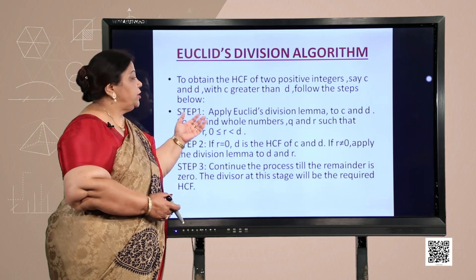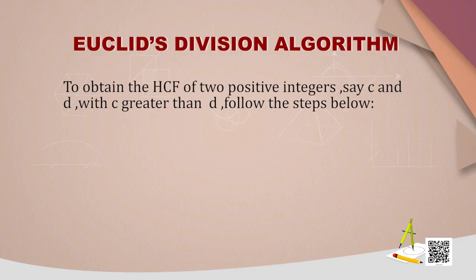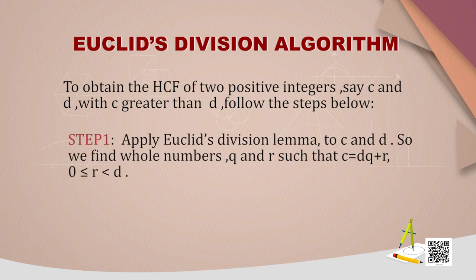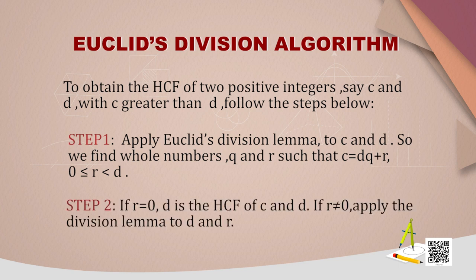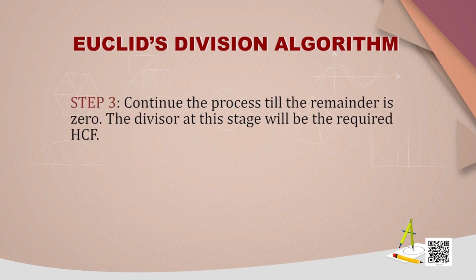So students, let us look into Euclid's division algorithm. To obtain the HCF of two positive integers, say c and d, with c greater than d, follow the following steps. Step 1, apply Euclid's division lemma to c and d. So, we find whole numbers q and r such that c is equal to dq plus r and r is greater than or equal to 0 and less than d. Step 2, if r is equal to 0, then d is the HCF of c and d. If r is not equal to 0, then you apply the division lemma to d and r. Step 3, continue the process till the remainder is 0. The divisor at this stage will be the required HCF.